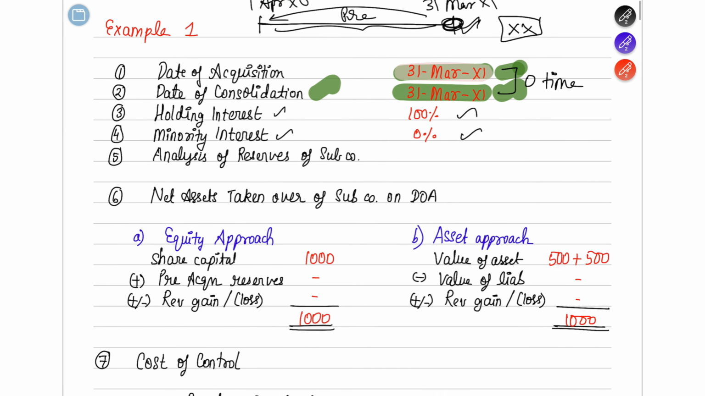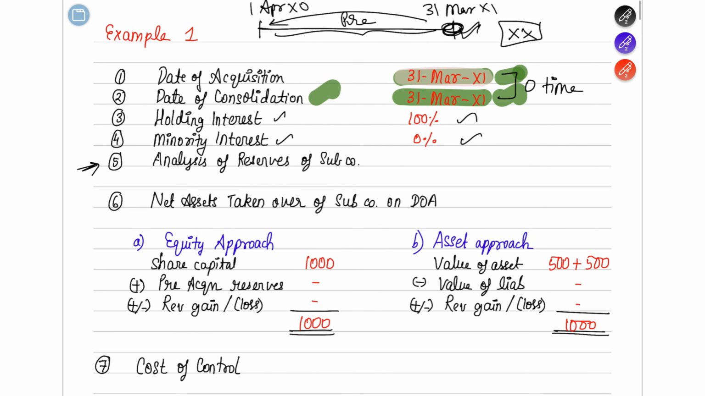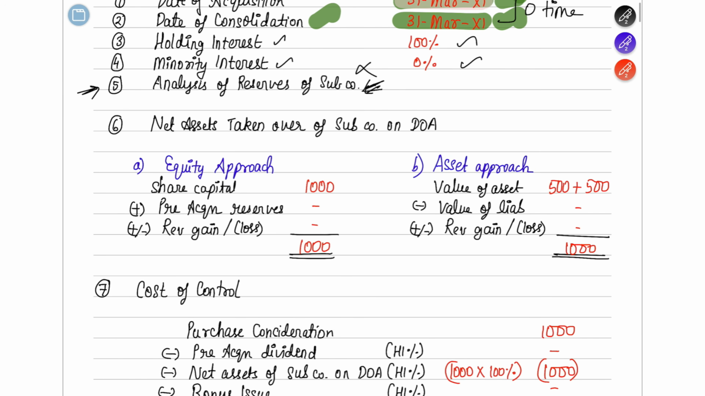So fifth step, it is an analysis of reserves of subsidiary companies. So in our question, there was not much information given about if there are any time adjustments or if there is any dividend or bonus or any fair valuation or revaluation, no information is given. So we are going to skip this step.